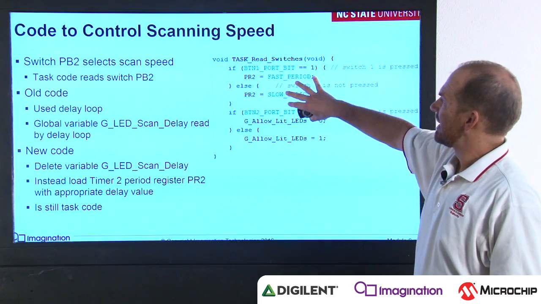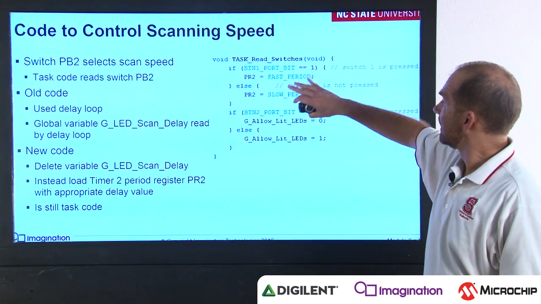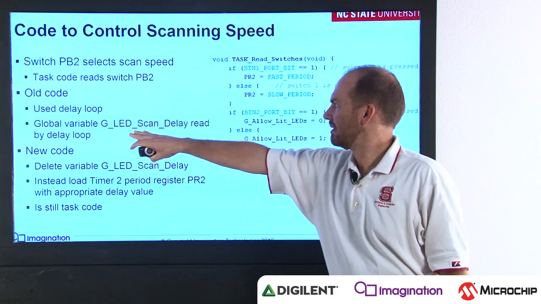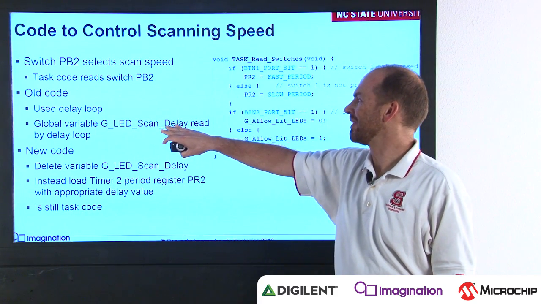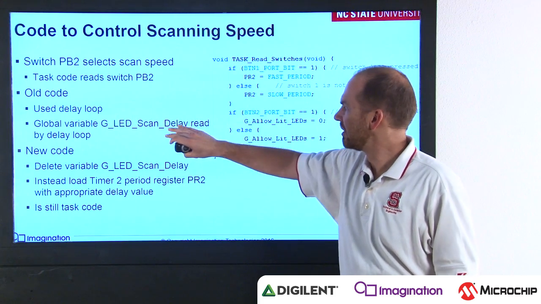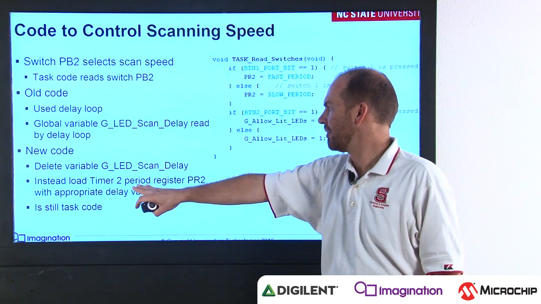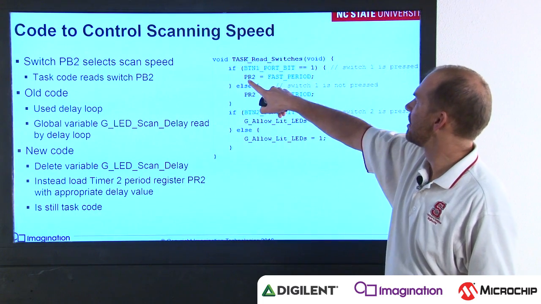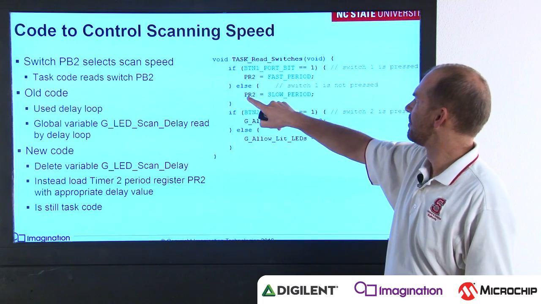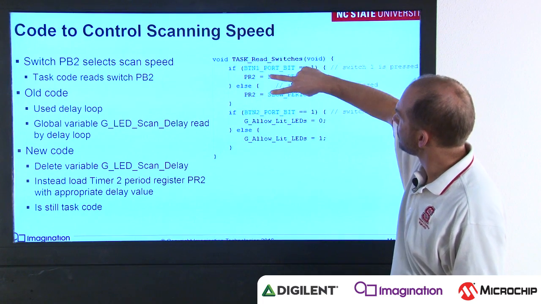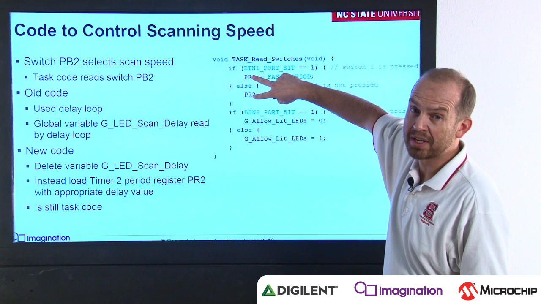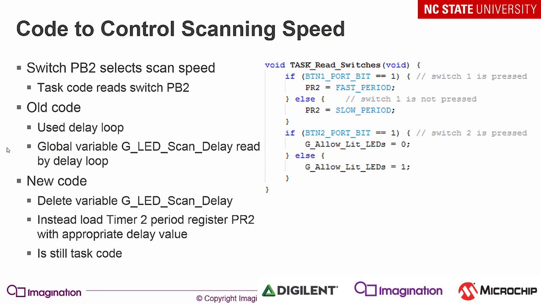Here we have our read switches task. And instead of setting a shared variable called gLEDScanDelay, which the delay loop uses, we're going to replace that by loading up the timer 2 period register, PR2, with the right delay value. So here, PR2 equals fast period, or PR2 equals slow period. So these two lines of code are configuring the timer to run at a faster or slower speed. This is still task code, so it gets sampled whenever the task runs.